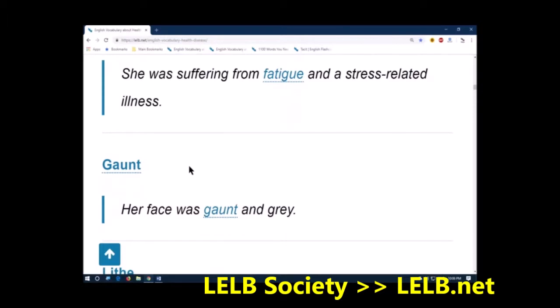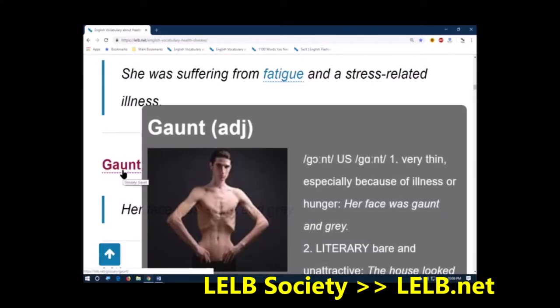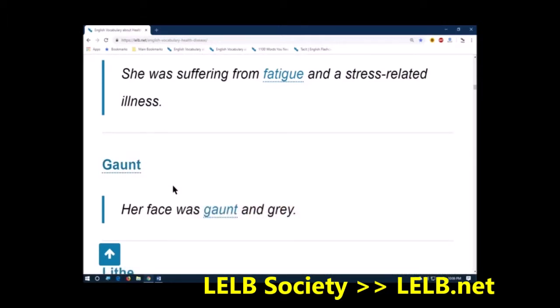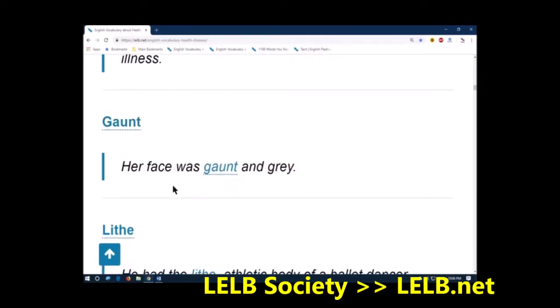Gaunt, which makes a perfect synonym for emaciated, as we just learned. Very thin, especially because of illness or hunger. Gaunt. Her face was gaunt and grey.